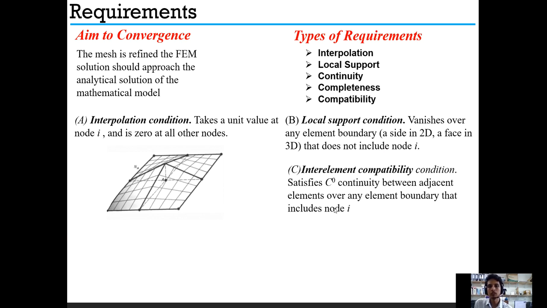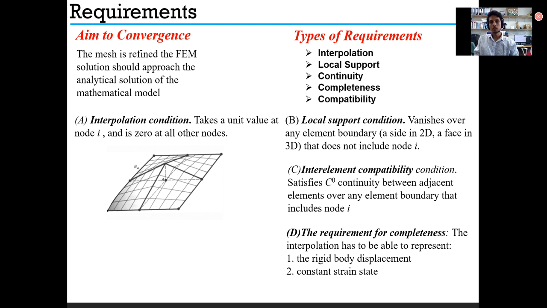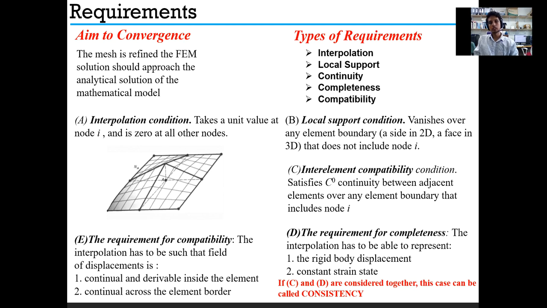So the requirement of compatibility actually requires continuity between adjacent elements over any element boundary that includes nodes. And the requirement of completeness: the interpolation has to represent something. What is that? It should represent the rigid body displacement and the constant strain rate. So if these two are considered together, then we can tell that the case that we have considered is consistent.